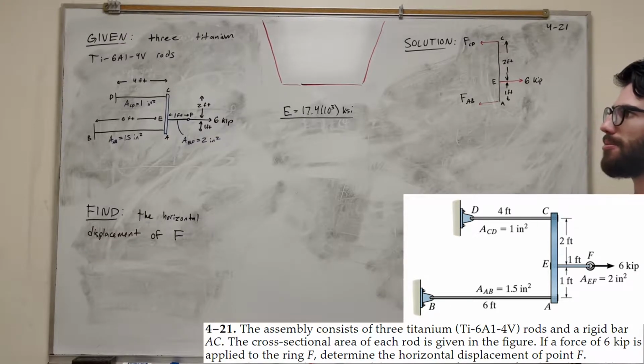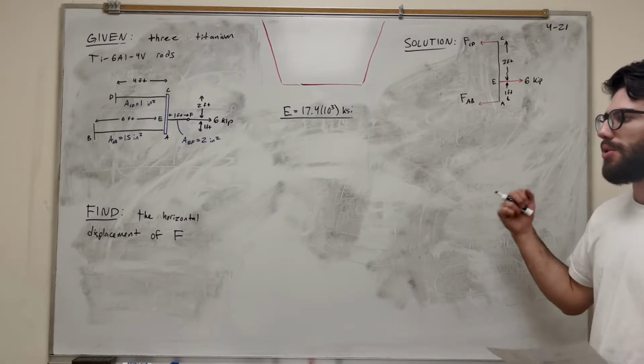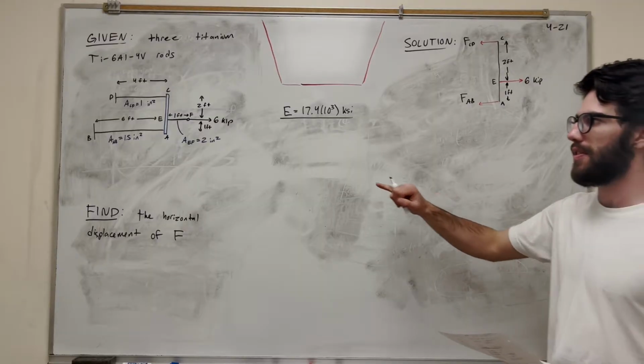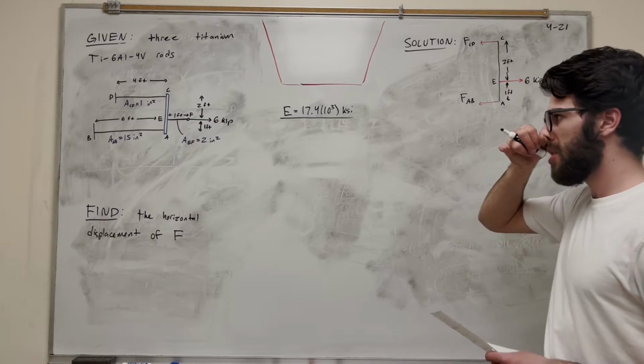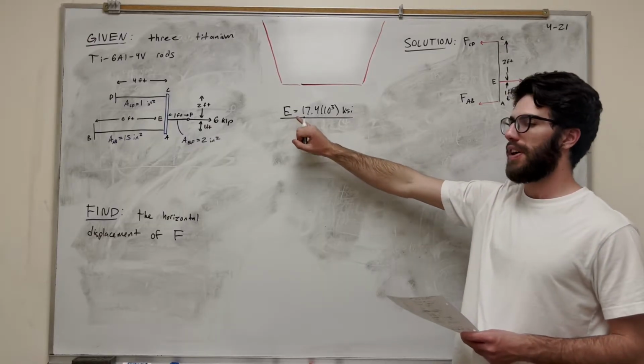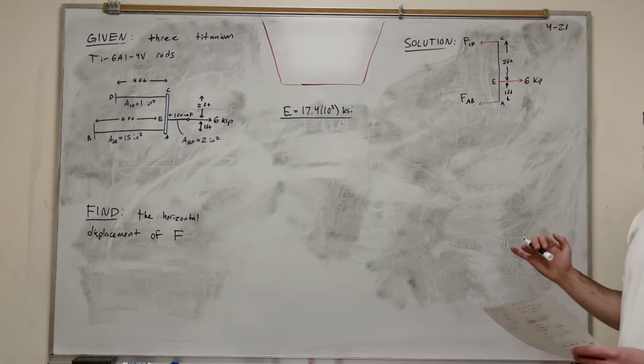So let's solve this problem. We have 3 titanium rods, and you can see in the picture that there's one 6-kip force pulling on this beam, and then it pulls on those 2 rods. Our goal is to find the horizontal displacement of this point here, F. We're going to see how far this way it goes. In the back of the book, you find the modulus of elasticity for titanium rods. So let's go ahead and solve it.